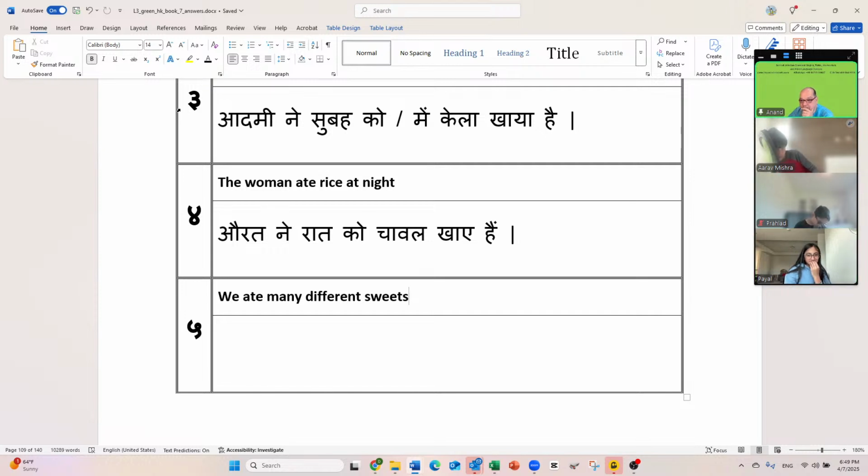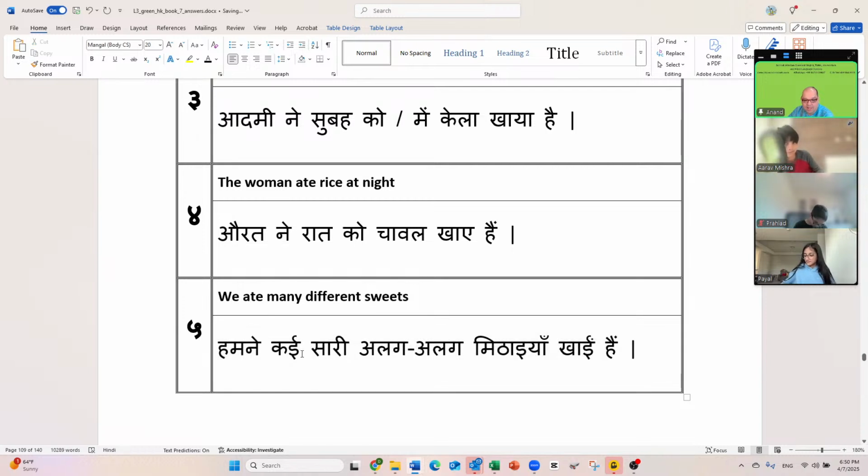Okay. And how many sweets are we eating? Multiple. So plural of mithai is... whenever a word ends in e, it becomes iya. Ladki, ladkiyan. Buddhi, buddhiyan. Remember we did chapter one. We did iya, iya, iya. So मिठाई, मिठाइयाँ. Okay. हमने अलग अलग, and you can say बहुत सारी, कई सारी, बहुत सारी अलग अलग मिठाइयाँ खाई हैं. And remember, since it's plural, I have put a little dot on top of e. खाई.